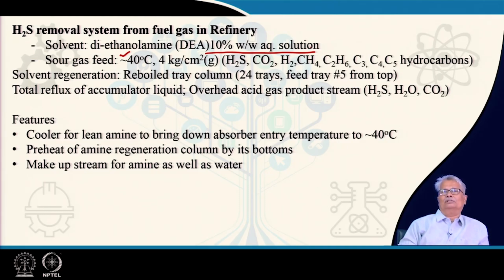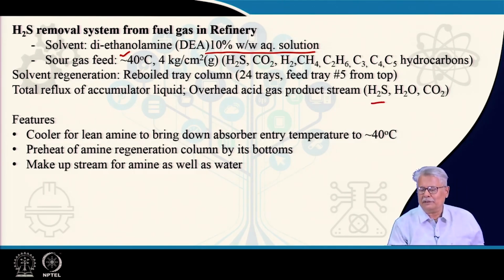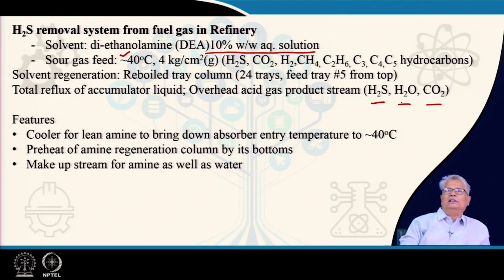If you boil it off, the solubility decreases. This is done in a reboiled tray column, typically with around 24 trays, and the feed tray is number 5 from the top. The top product is a gas, primarily H2S, carbon dioxide and H2O. You will notice it will also contain a small quantity of DEA, and there is a special configuration to reduce this loss, that we will see after this.